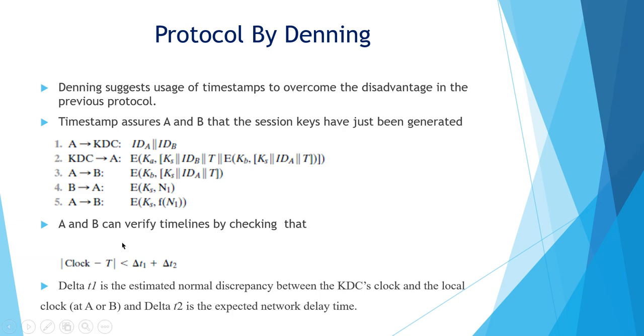And A and B can verify timelines by checking this formula, where delta T1 is the estimated normal discrepancy between the KDC's clock and the local clock at A or B, and delta T2 is the expected network delay time.